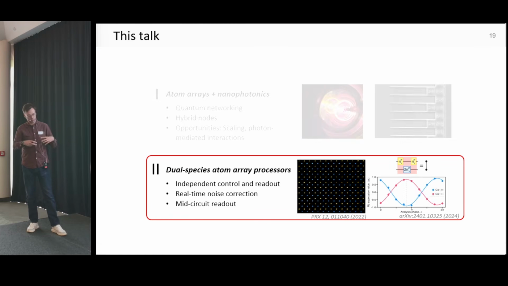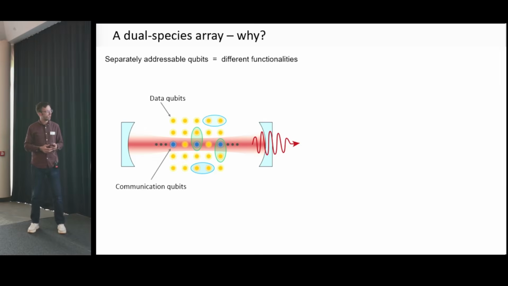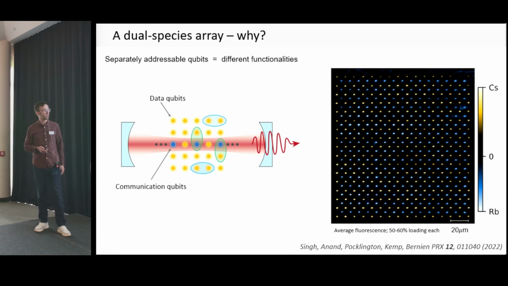And talk about kind of the inner node processing that you could do. In particular, what we have is a dual species array. So our atom arrays are a bit different. We have 2 types of atoms. And why do we do that? Basically, you can set apart 2 different functions for these atoms. In a network setting, one could be a communication qubit, one could be a data qubit. And in many other instances, for quantum error correction, maybe one could be your ancilla syndrome qubits and the other one your data qubits. So we have these large arrays with 500 sites here of single rubidium and cesium atoms.